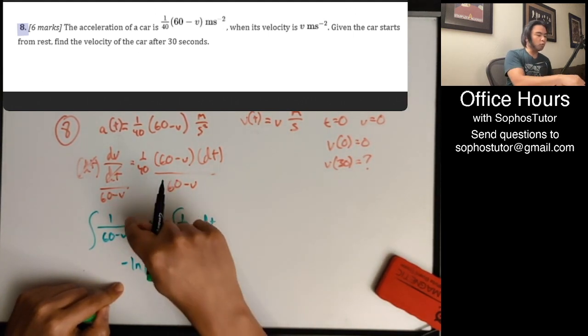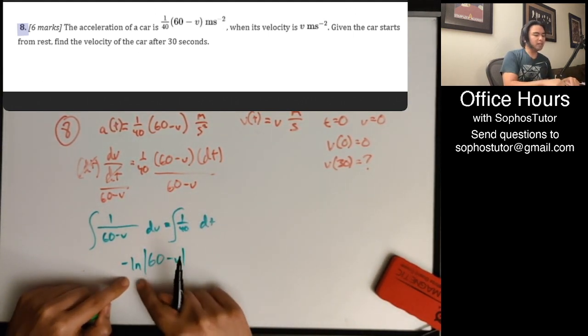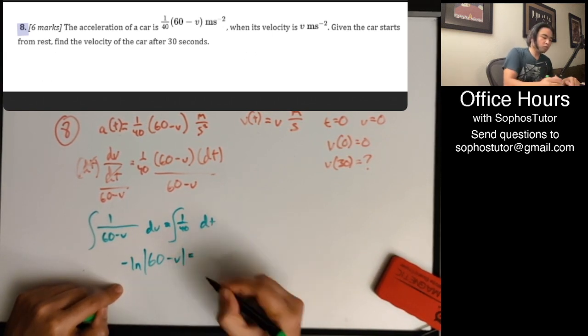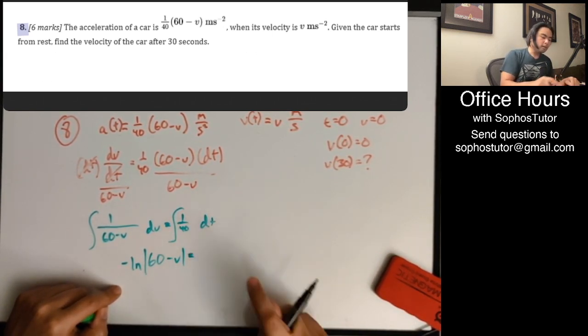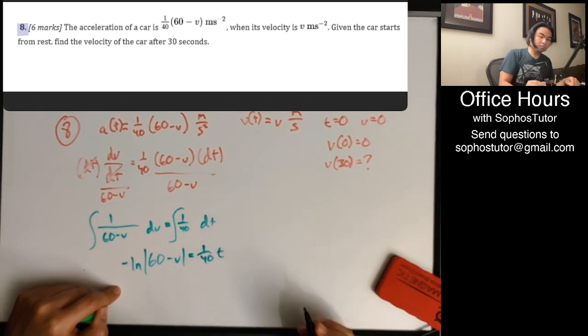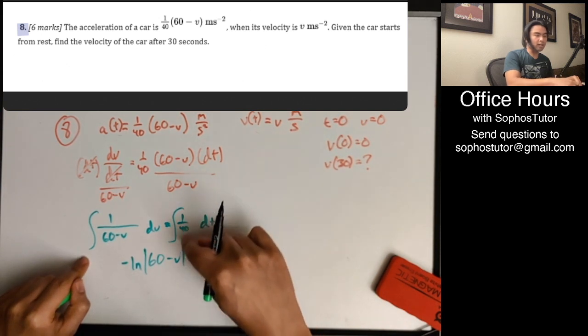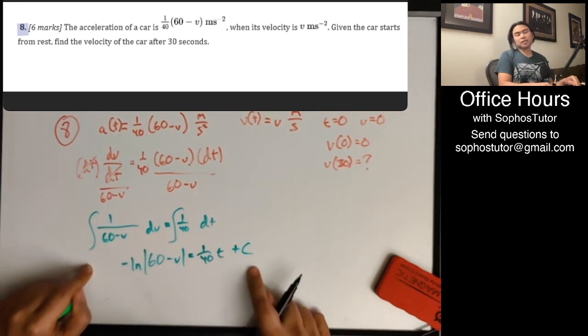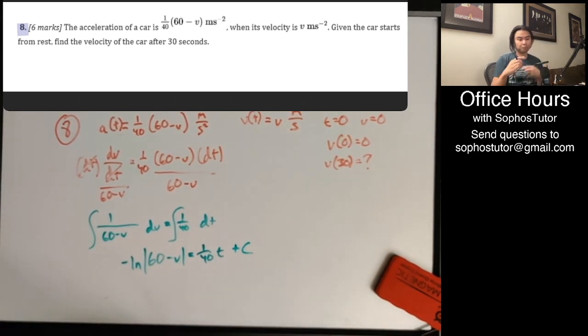So the integral of 1 over 60 minus v will actually be negative natural logarithm of the absolute value of 60 minus v. Okay? For the right side, the integral of 1 over 40 is just 1 over 40 times t. Because these are indefinite integrals, we're going to have a constant that we need to figure out. Okay? Right.